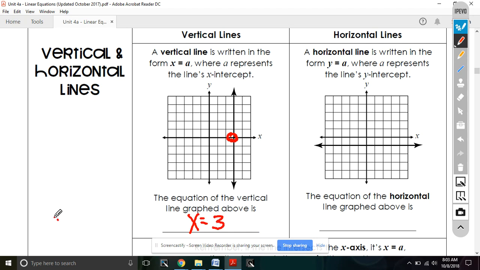If it is a vertical line, it will never have a y in it. See how it never touches the y-axis? Therefore, there's never a y in the equation.